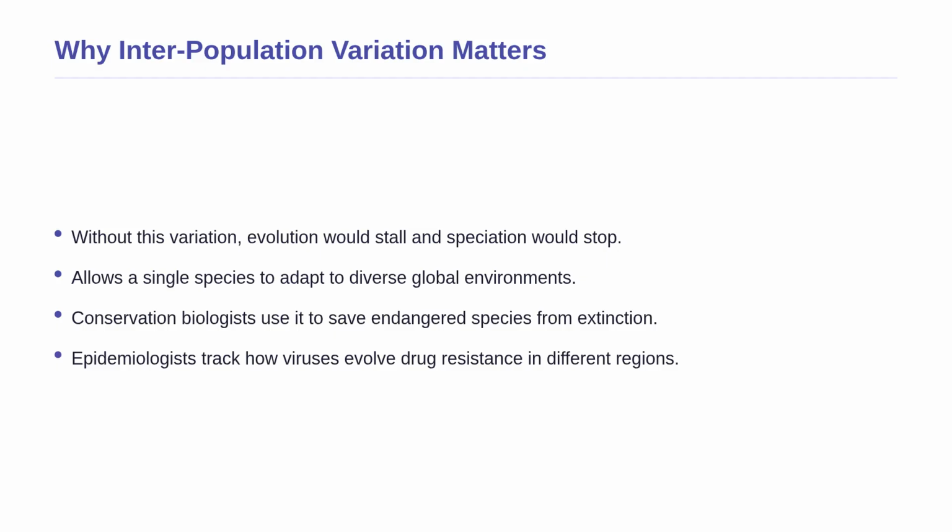Now that we know how populations diverge, we must ask why this process is so critical to life on Earth. Without interpopulation variation, evolution would essentially stall, making the creation of new species impossible. It is the exact mechanism that allows a single species to survive across vastly different environments.